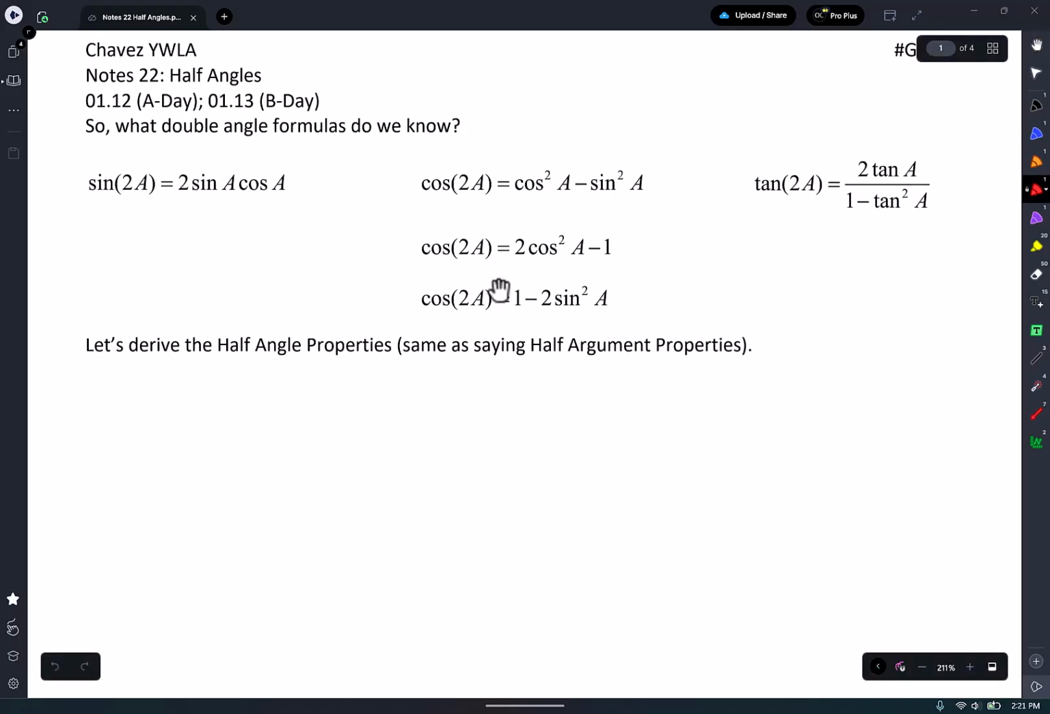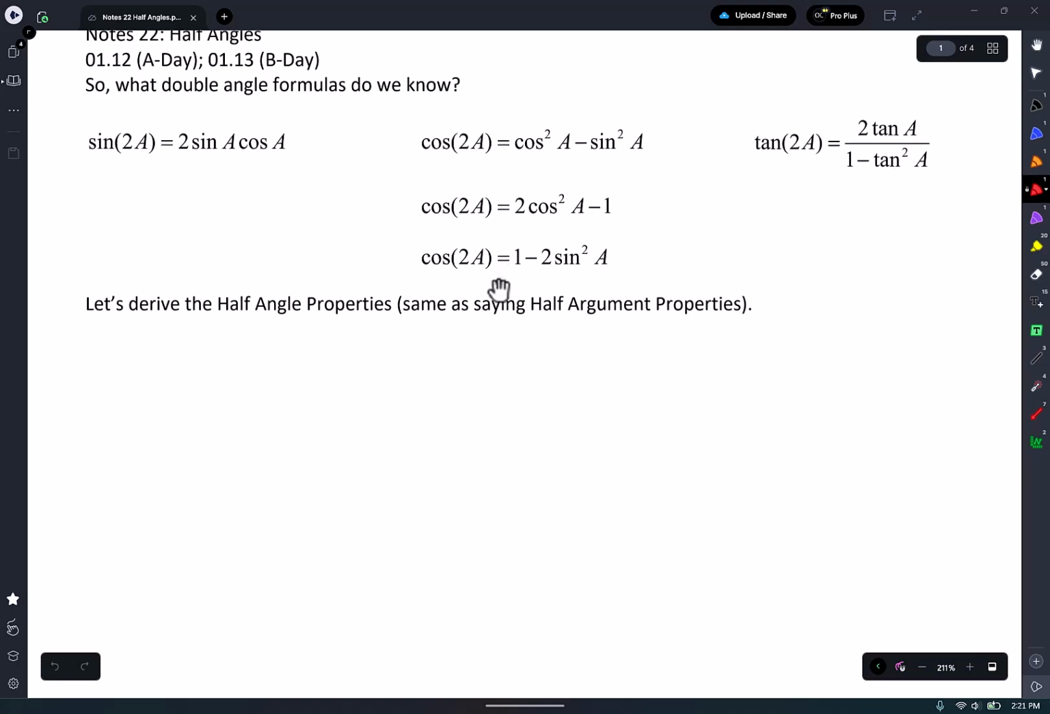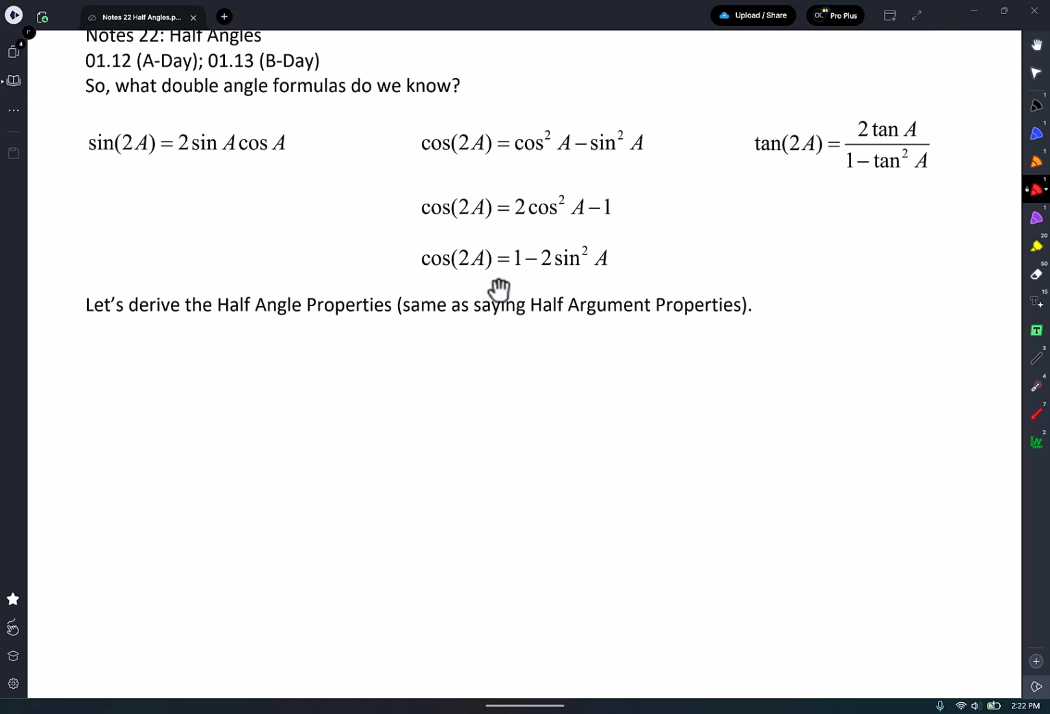Delta Math does have the half angle formulas written a little differently. If you want to do it Delta's route, that's fine, but I think this route is the better route. This is just my opinion. They're the same formula essentially. So it says, let's derive the half angle properties, same as saying half argument properties. All right, so I'm going to pay attention to this one right here.